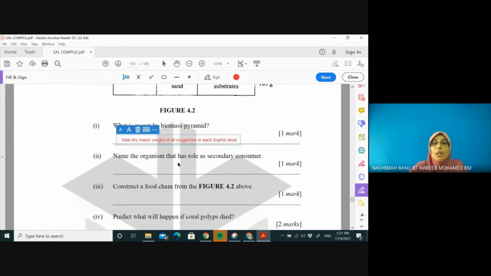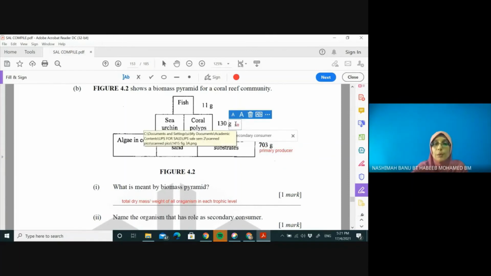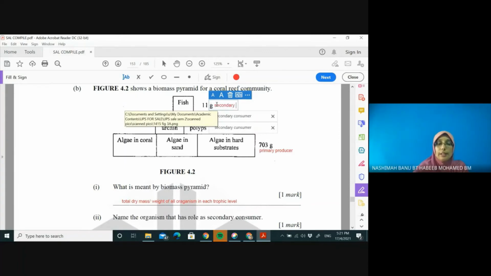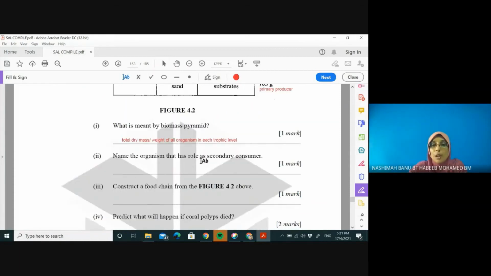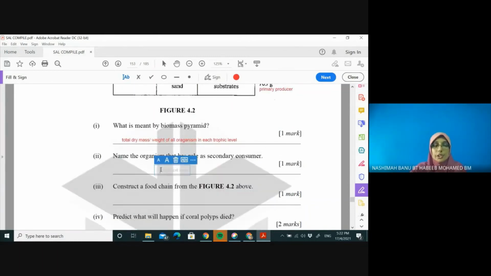Okay. Name one organism that has the role as secondary consumer. So you check here kan. Okay. So kita boleh tengok sini. This one is what? Primary consumer. Sorry, primary producer. Okay. So yang ni siapa? Secondary ataupun primary and secondary consumer. Okay, and this one is a primary consumer, and this one is the secondary consumer. Alright. Now, kita balik, name the organism. So, siapa yang dalam secondary consumer? So, seorang dia, which is fish.